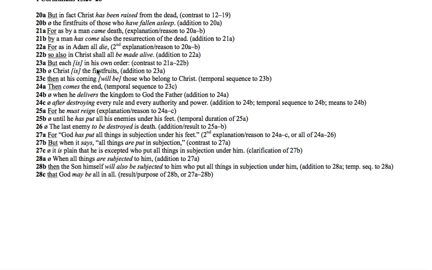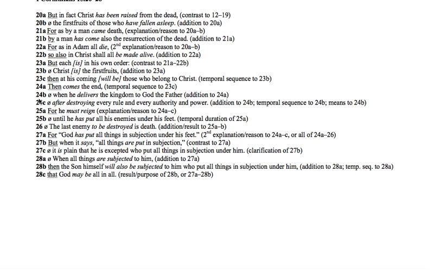Okay? Christ is the firstfruits. Notice the asyndeton. Christ is the firstfruits. This is in addition to 23a. Then at his coming will be those who belong to Christ. And this is a temporal sequence to 23b. Okay? Then comes the end, a kind of temporal sequence to 23c. It could be a temporal sequence to 23b and c, depending on how you want to chop it up.